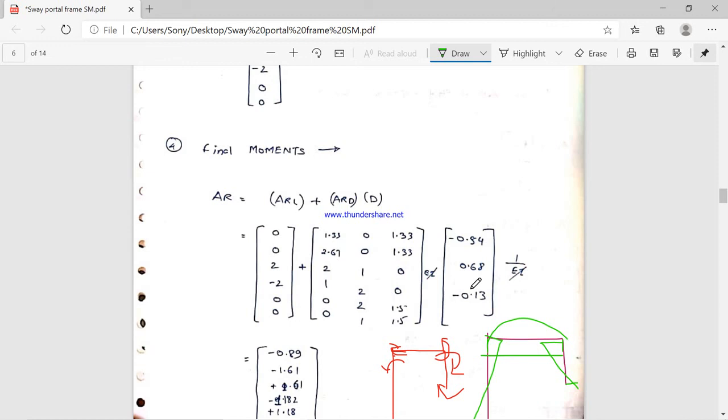This is without considering the axial deformation. We will see more variety of this type of numerical in our next lecture.